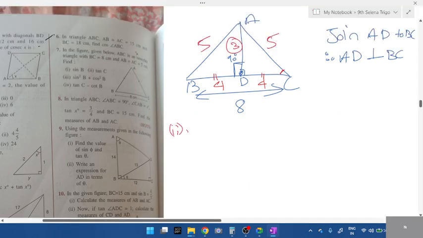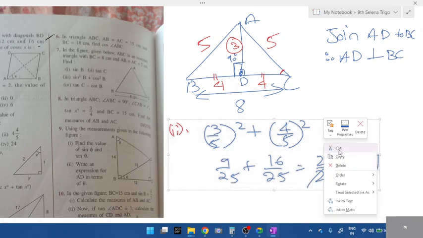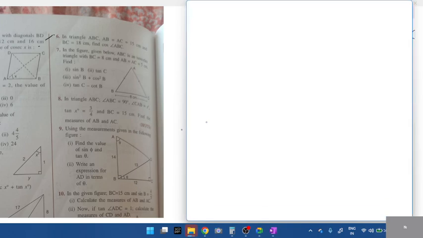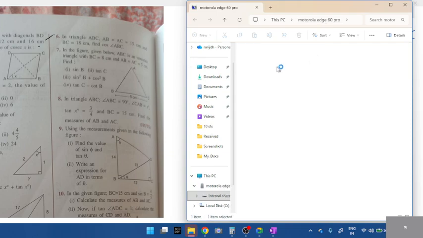What is sine square B? 3 by 5 square plus what is cos square? 4 by 5 square. 9 by 25 plus 16 by 25 is 1. Good. Simple, students. It's a simple question. Fourth one. Tell me the fourth one. Just a minute.